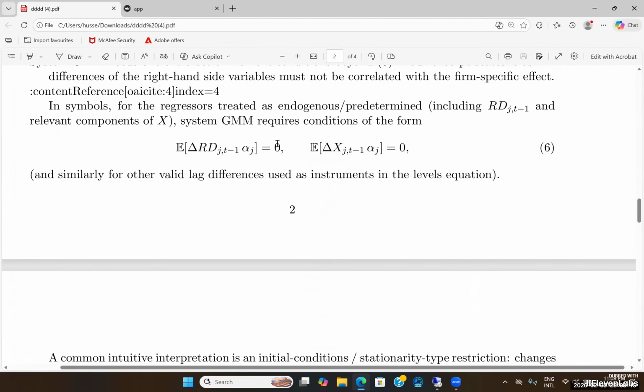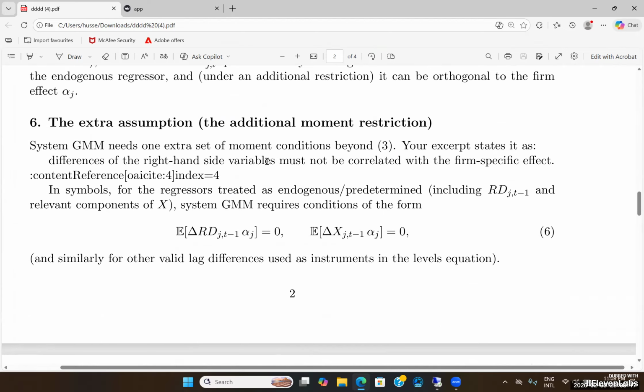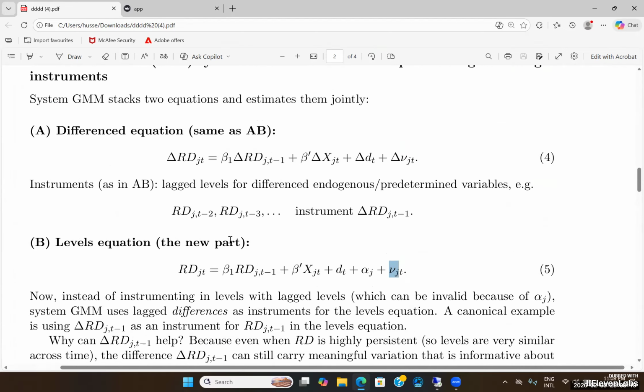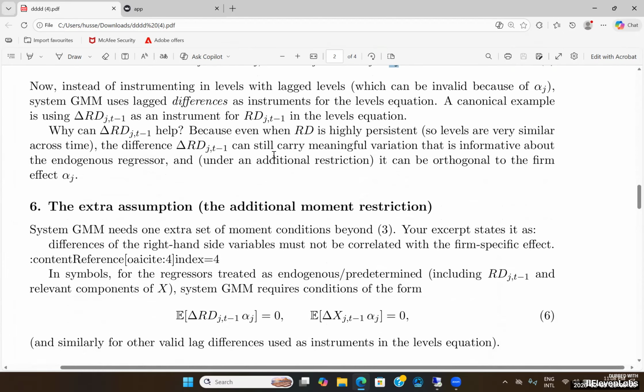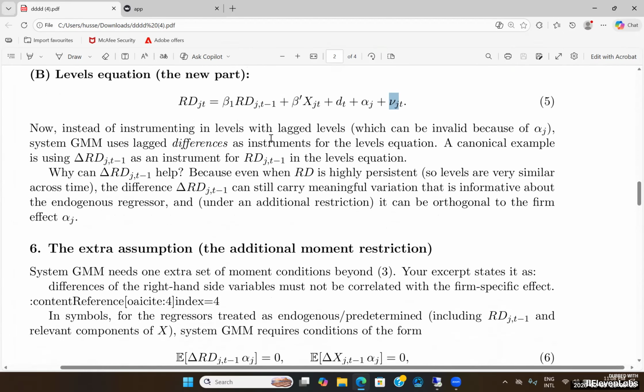Naturally, there are two primary assumptions that we must consider here. First of all, the lagged level of research and development should not have any correlation with the error term. Furthermore, for this specific model, any given x variable should not be correlated with the firm fixed effect, which implies that the difference of the x variables here must remain entirely independent of those underlying fixed effects within the firm.